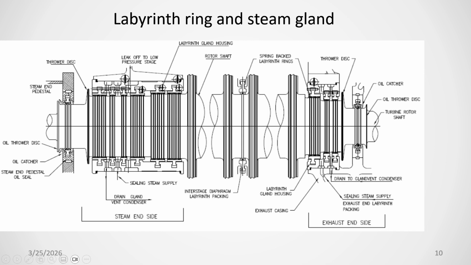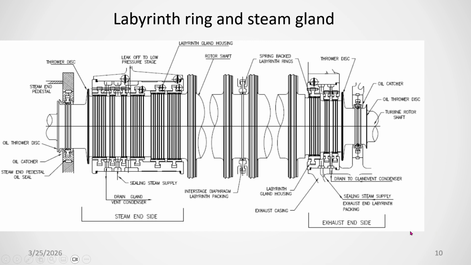You see here steam is coming. After this labyrinth seal, it is going to vent. It is going to vent, and then the sealing supply, and from here the sealing also goes to vent, and some drains are also there. This is going to drain.